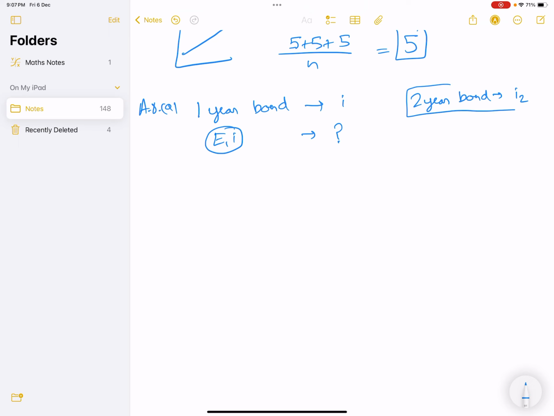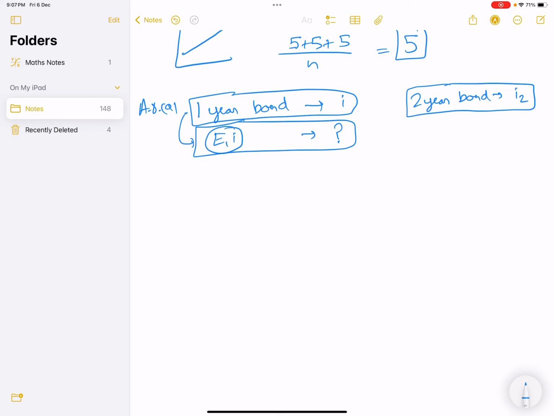So if the investor is indifferent between investing in a 1 year bond for 1 year and then again in the second year, his expected return from investing in a 1 year bond would be 1 plus I into 1 plus E1I, times the amount that he is initially investing. So this would become 1 plus I in the first year, and in the second year, if he reinvests in a 1 year bond with the expected interest rate, this would be his total return.